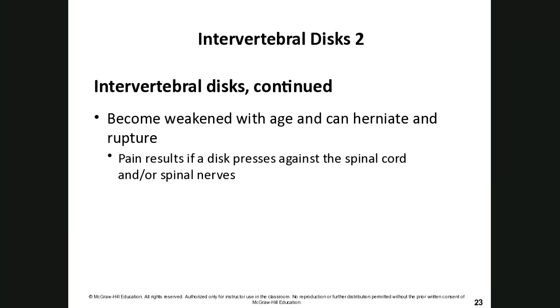Now, sometimes those discs can become weakened with age, or there can be damage done to them, and they can actually herniate or bulge out and rupture. If that happens, then that disc presses against the spinal cord or the nerves, and it can be quite painful. People that have degenerative disc disease have intervertebral discs that are actually degenerating and disintegrating with time, and as a result, they have bone spurs because the bones of the vertebral column are grinding against one another, and those bone spurs can actually push against those nerves.